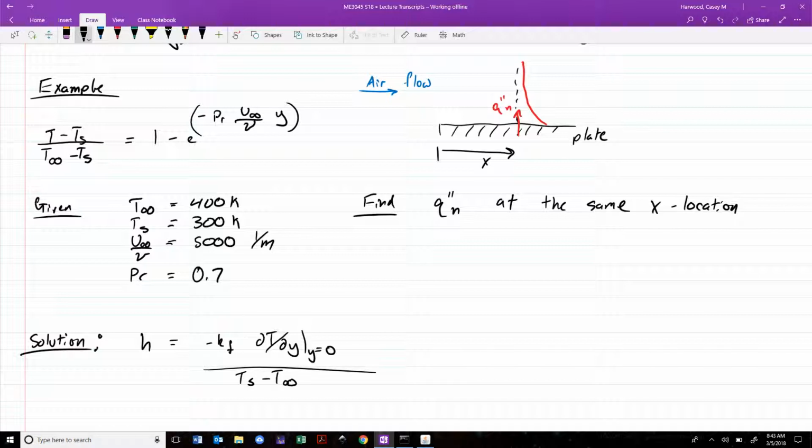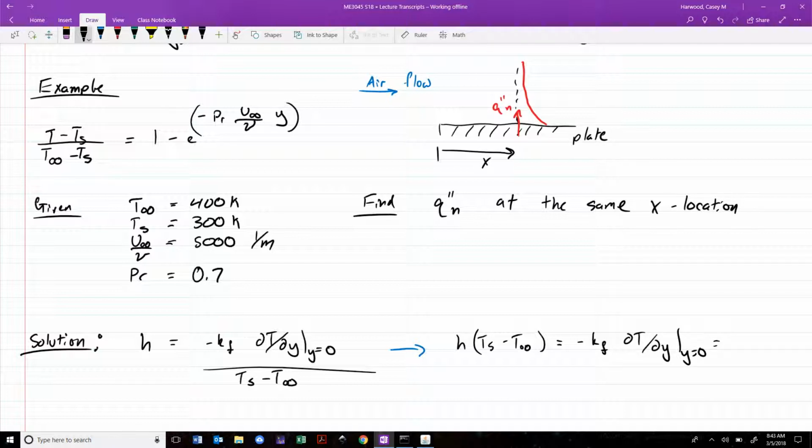Okay, this is one way we could approach it. If we wanted to, we could evaluate this dT/dy at y equals 0, multiply it by this conductivity, divide it by this, get our h, and then multiply it by this again, right? But what this is really telling us is if we were to take this T_s minus T infinity and multiply both sides by that, we end up with a more useful version of the equation. It says h times (T_s minus T infinity) is equal to negative k_f dT/dy at y equals 0, right?